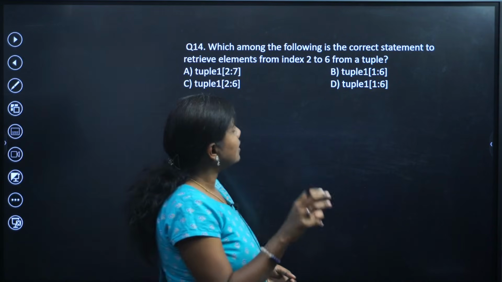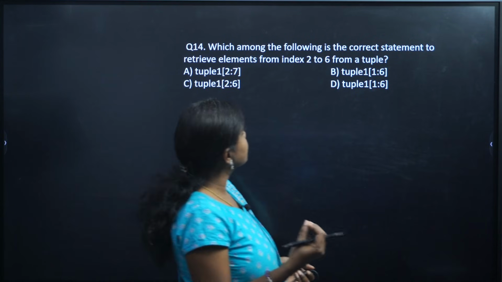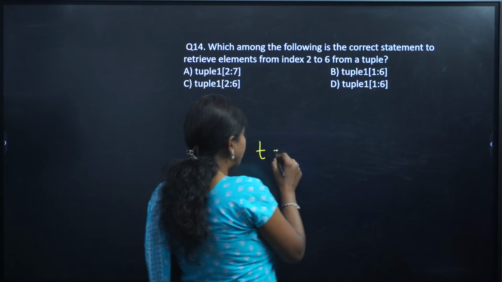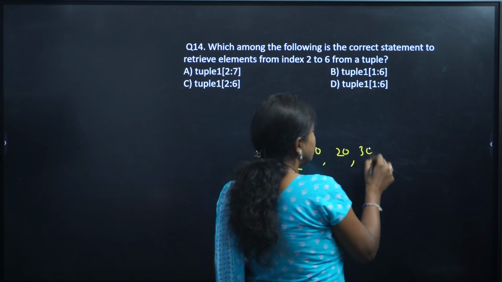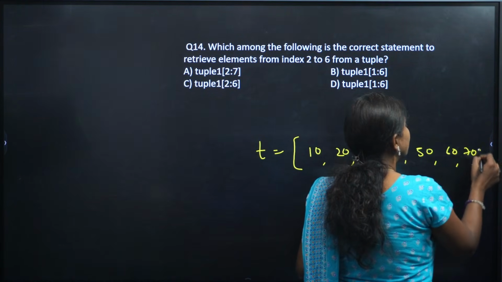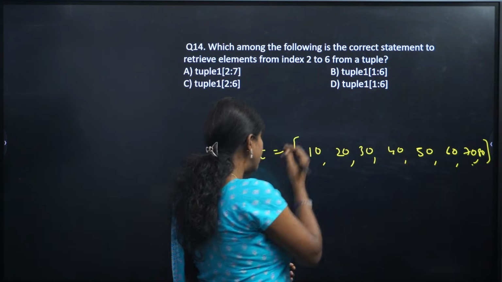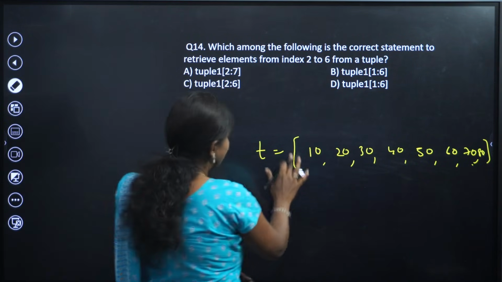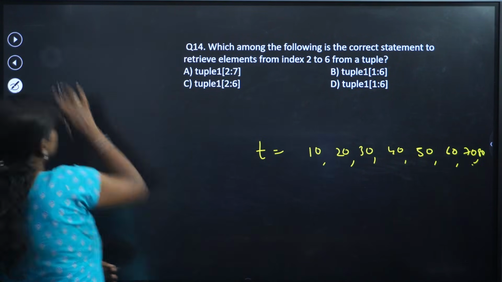Which among the following is the correct statement to retrieve elements from index 2 to 6 from a tuple? That means what? I've just taken a tuple here. Okay, 1, 2, we'll take this. 30, 40, 50, 60, 70, and 80 also. What is this? Ma'am, you can call it a tuple, you can call it a list. The way I have written it is making you confused, so I'll erase it and make it clearer for you. Just give me a moment.